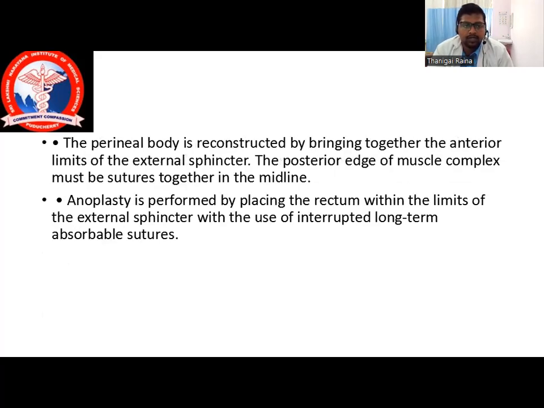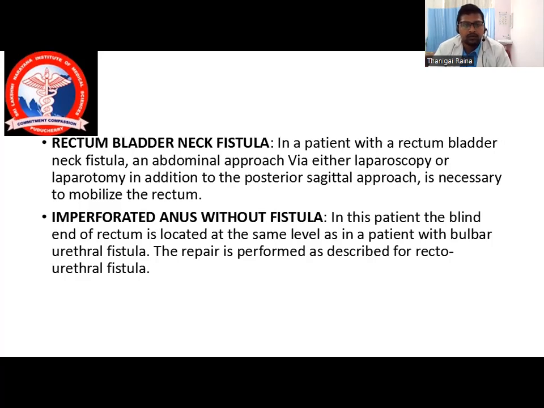And the perineal body is reconstructed, bringing together the anterior limits of the external sphincter, the posterior edge of the complex must be sutured together in the midline. So anoplasty is performed by placing the rectum within the limits of the external sphincter with the use of interrupted long-term absorbable sutures.